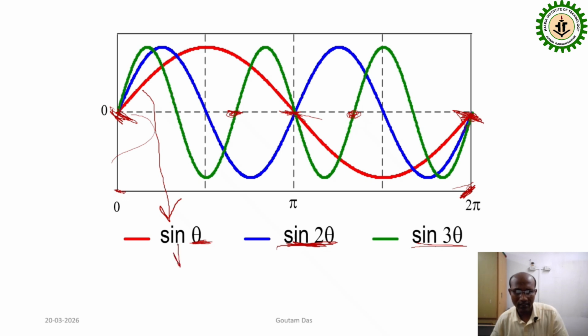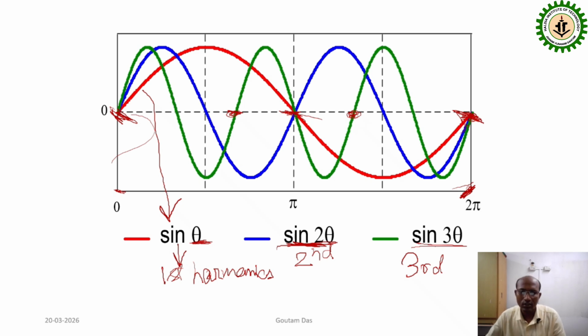In this case, we say this is the fundamental frequency, or the first harmonic. This one is the second harmonic, because it is 2 times the previous one, and this one is 3 times, or the third harmonic. So this way we can represent the different harmonic components pictorially and realize them.